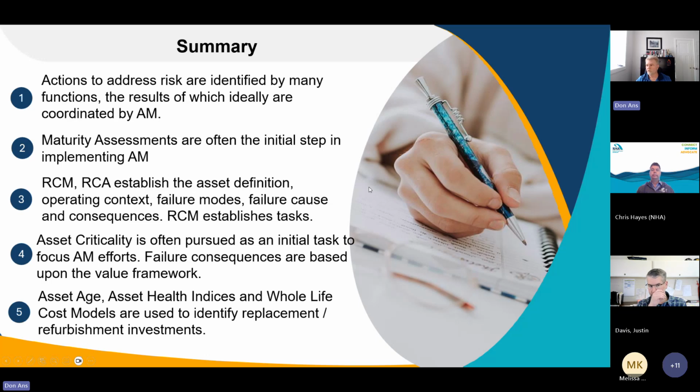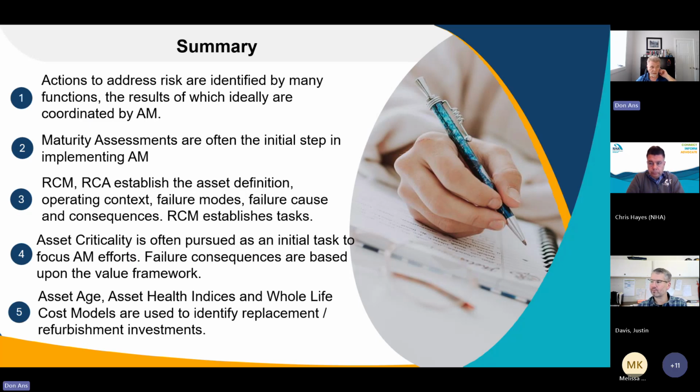So in summary, our actions to address risk are identified by many functions, the results of which are coordinated by asset management. Maturity assessments are often the initial step in implementing asset management. So we talked about that ugly radar curve where you're looking at how well you're doing in each area.